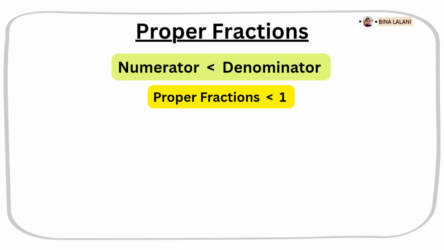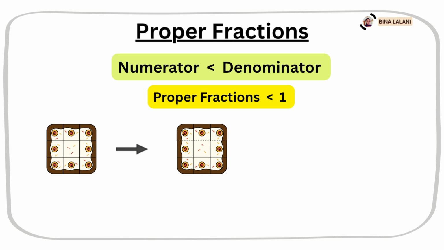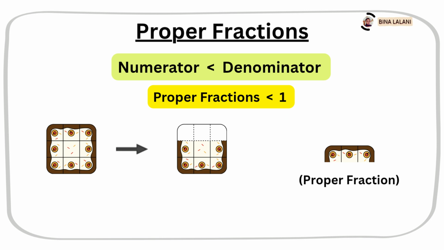Let's understand this better. Imagine you ate 3 pieces out of 9 pieces. You didn't eat the whole cake, right? That's a proper fraction. So, the fraction of pieces you ate, 3 by 9, is a proper fraction. Here, you didn't finish the whole cake. Still cake left, not full. So, the value is less than 1. Here, 3 by 9 is less than 1. That means you have taken less than the whole.